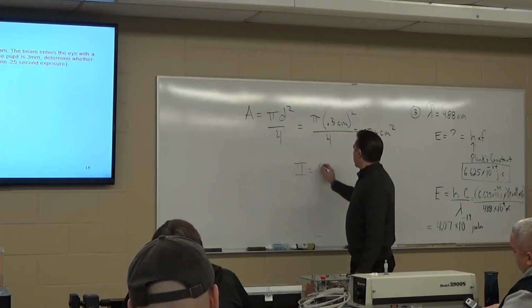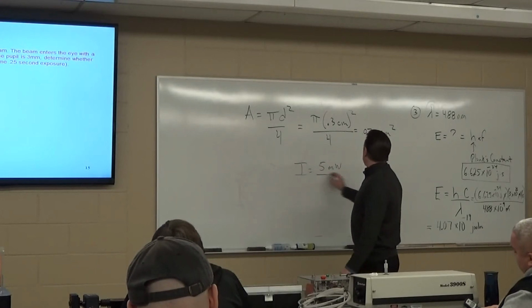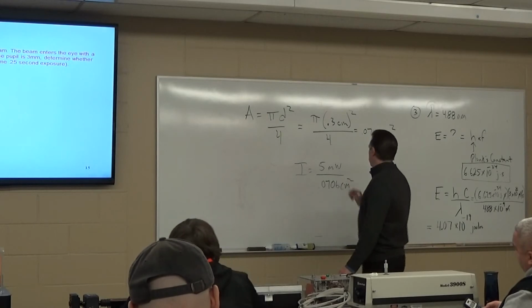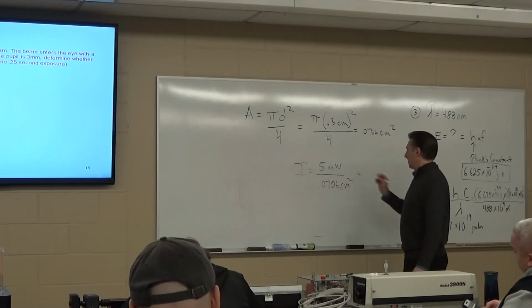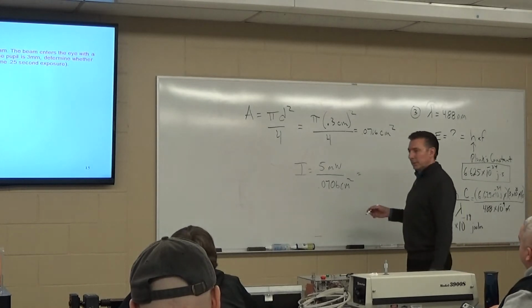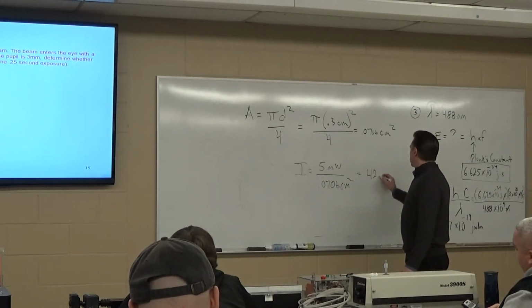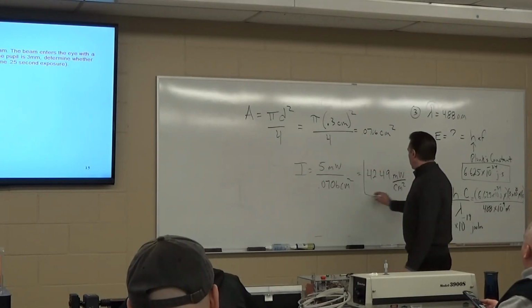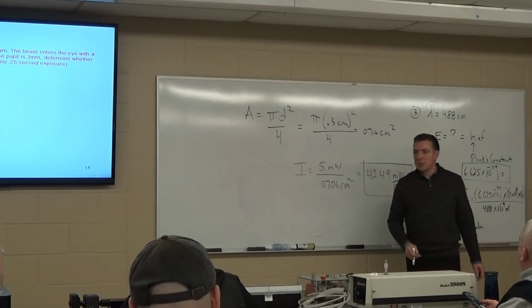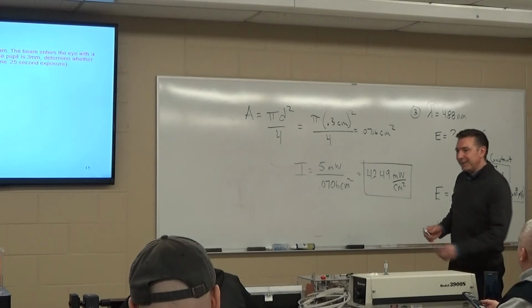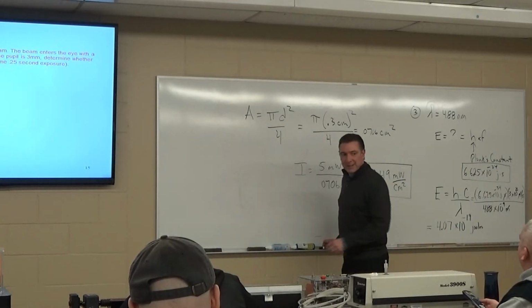The irradiance is equal to 5 milliwatts divided by 0.0706 centimeters squared. If you calculate that, what did you get? Yeah, 42.49 milliwatts per centimeter squared. So does this exceed the maximum permissible exposure? Yes, it does. So don't look at that laser. I figured out what I did wrong. I did a square. You didn't square it. That area, yeah.